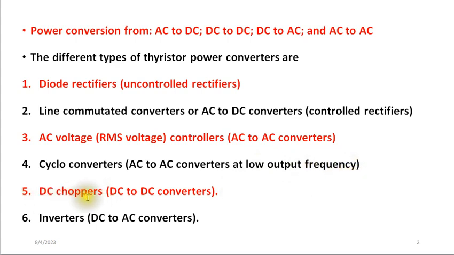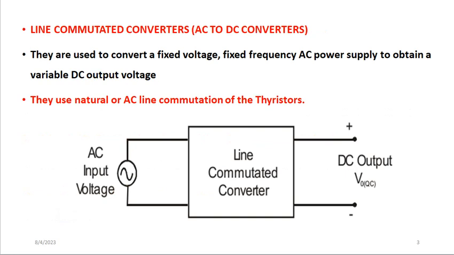And we have DC choppers, which change DC from one level to another voltage level. And we have inverters, which change DC to AC, the ones that we use in a solar power system, because we know the solar panels generate their power in DC, so we use inverters in order to change it to AC. So let us start looking at the first one, which is the line commutated converters, AC to DC converters.